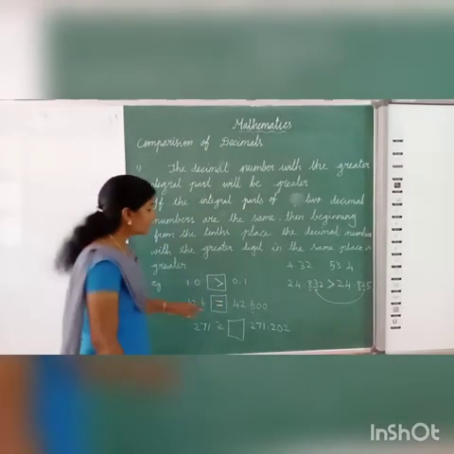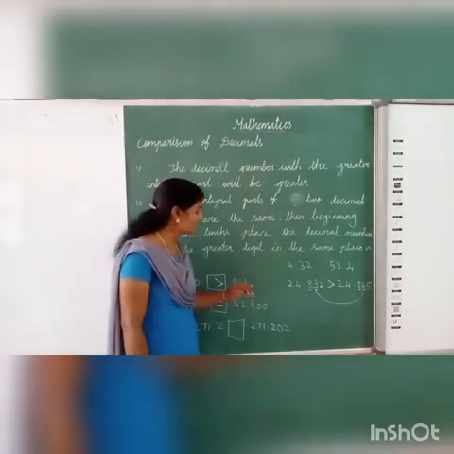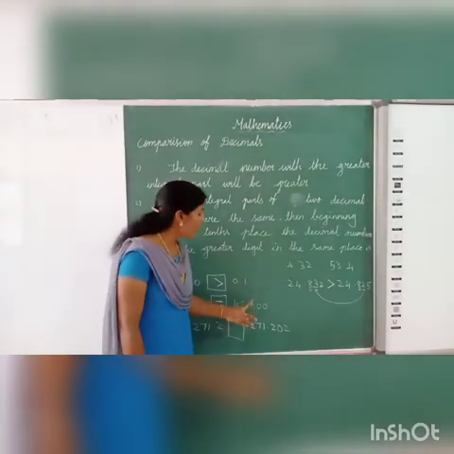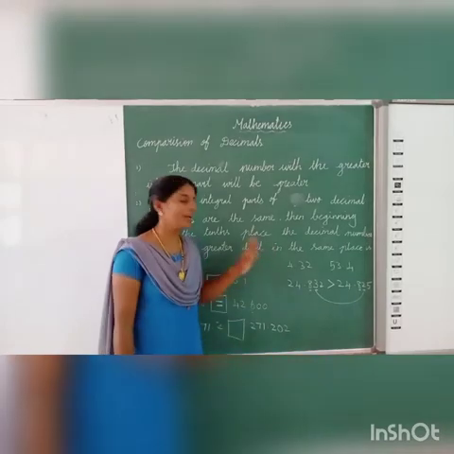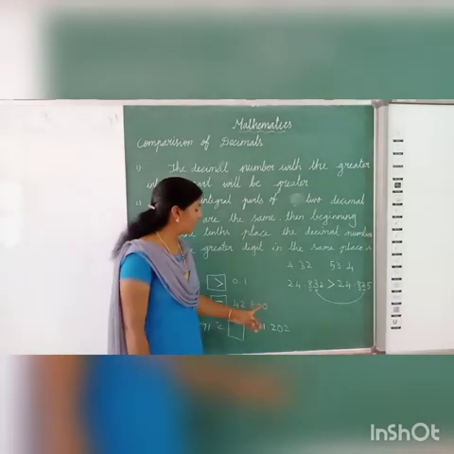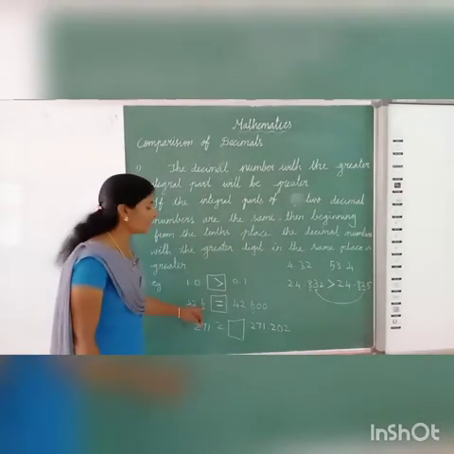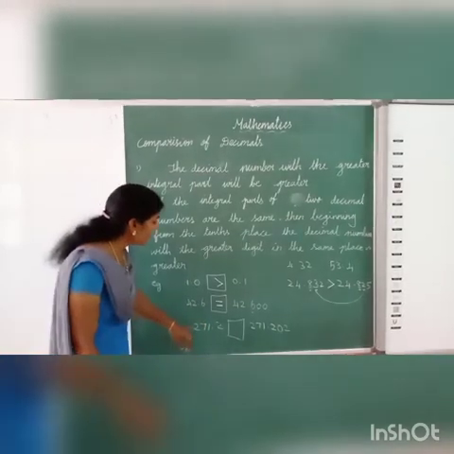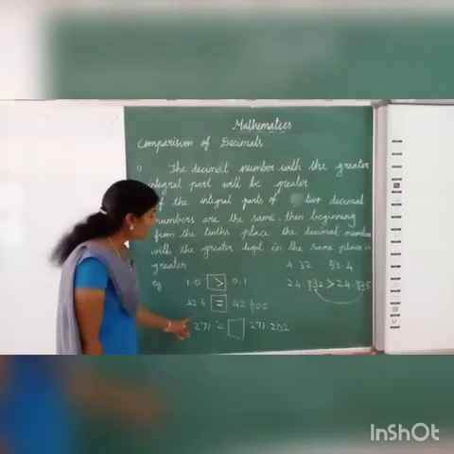Okay? This is not 600. This is 0.600, which means the value is 0.6. That's all. 0.6. Here 0.60. Isn't it?